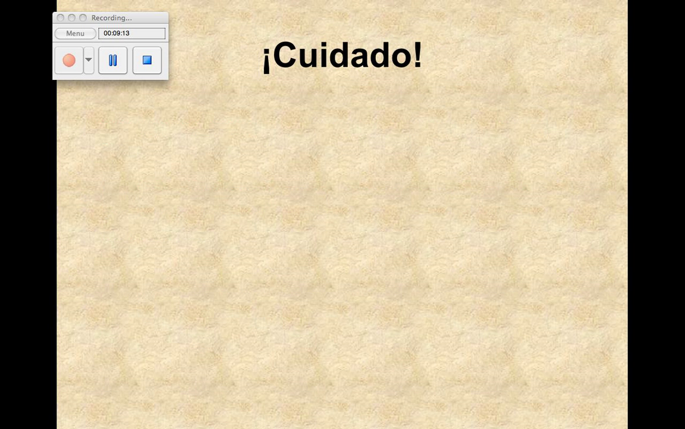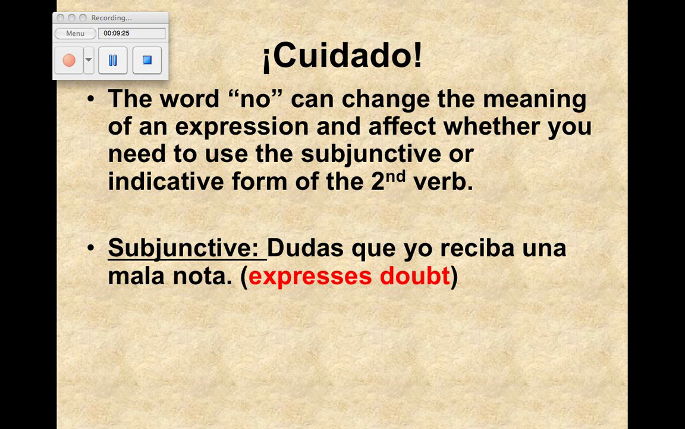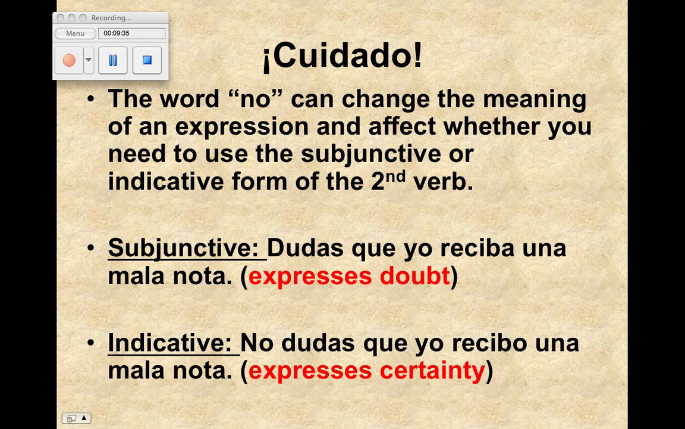Okay, but you must be careful because oftentimes either adding the word no or taking out the word no can change whether or not you can use subjunctive. Okay, for example, dudas que yo reciba una mala nota. So this expresses doubt. You doubt that I will receive a bad grade. Indicative, if I add no in front of doubt, which is now saying you don't doubt, so there is no doubt, so there is no subjunctive, that I receive a good or a bad grade. Or I will, too, can express that.